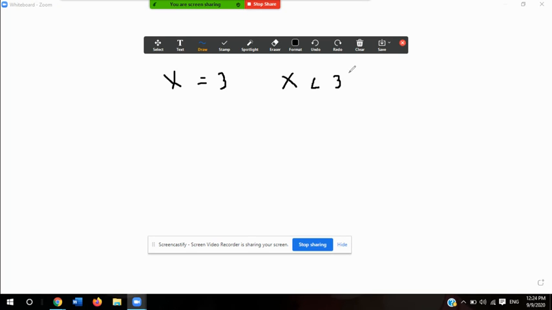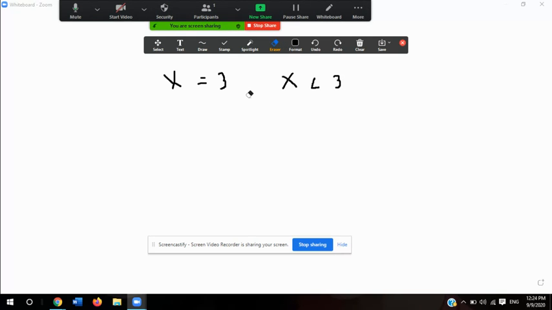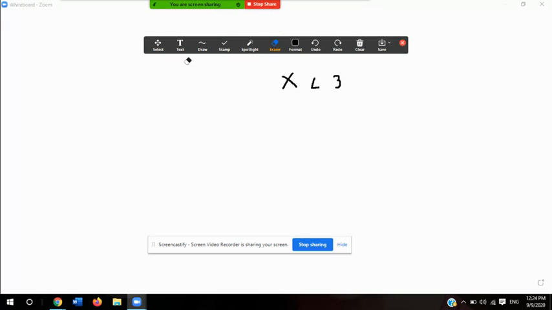So now I'm going to focus a little bit on the inequality, and I want to go over some of the symbols. If I look at this, it says x is less than 3, and x is less than 3 means that every number x is has to be a number smaller than 3 without including 3.